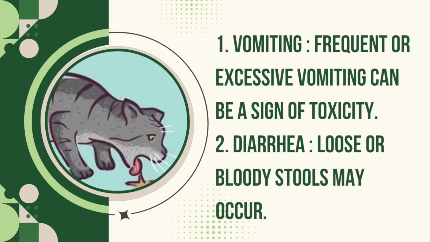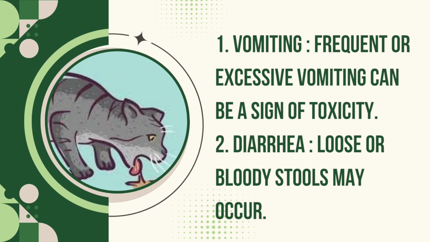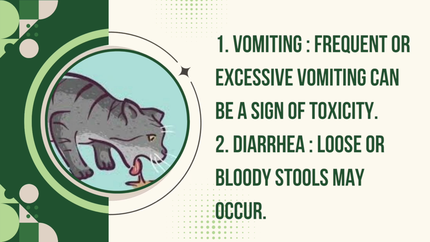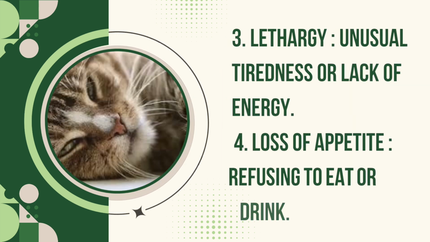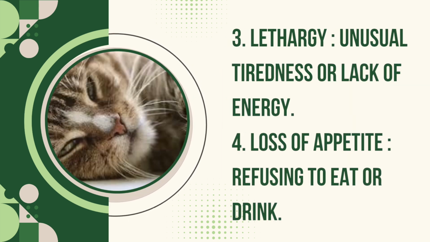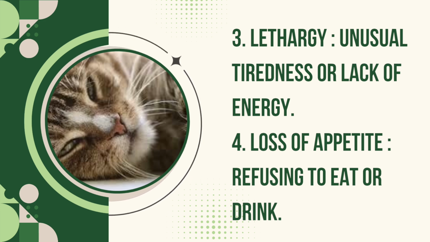1. Vomiting. Frequent or excessive vomiting can be a sign of toxicity. 2. Diarrhea. Loose or bloody stools may occur. 3. Lethargy, unusual tiredness or lack of energy. 4. Loss of appetite, refusing to eat or drink.